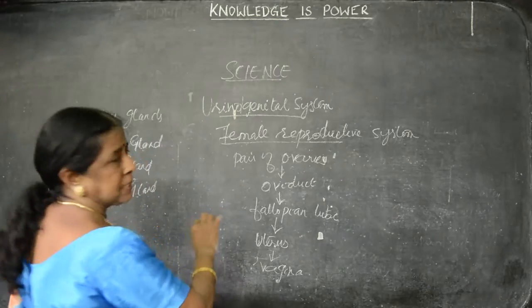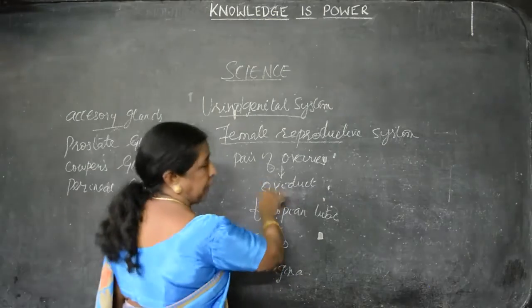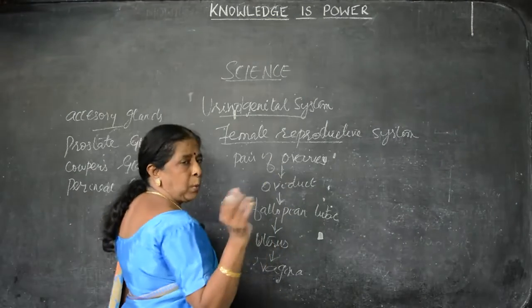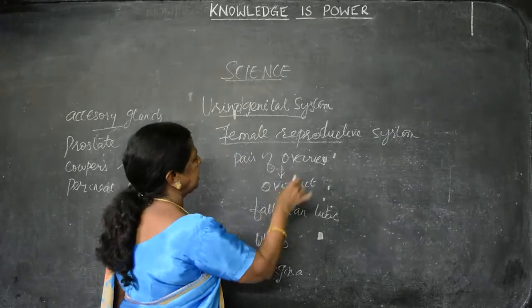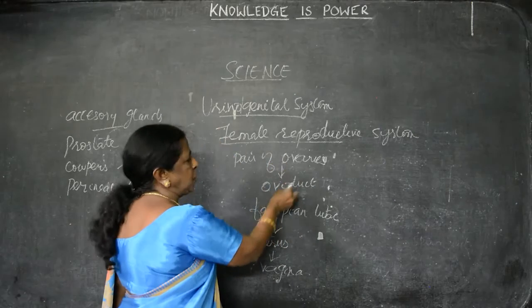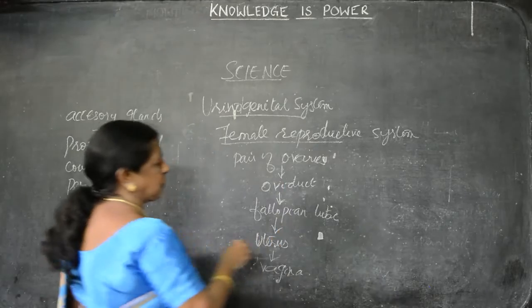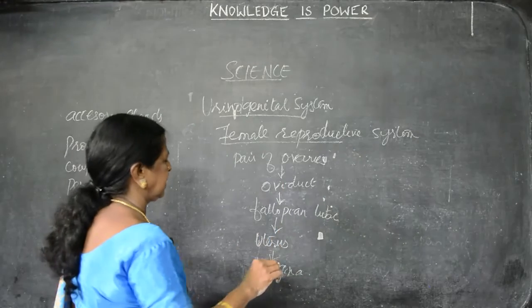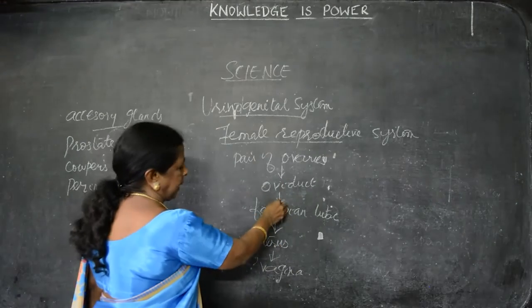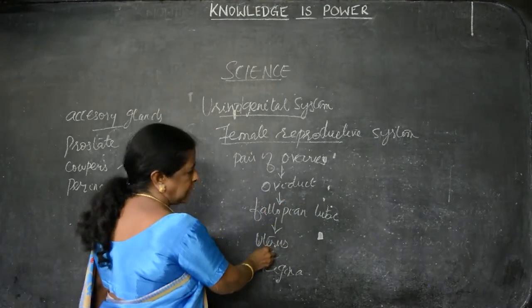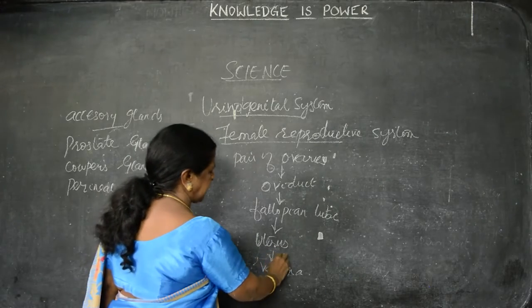So, what are the parts I said in the female reproductive system? A pair of ovaries, a small ovoid, oval structure. Ovaries extend to the oviduct, a tube-like structure. The oviduct enters the fallopian tube, a tube-like structure where the eggs are formed. Then it comes to the uterus. Beyond the uterus there is the softest place, that is the vagina.